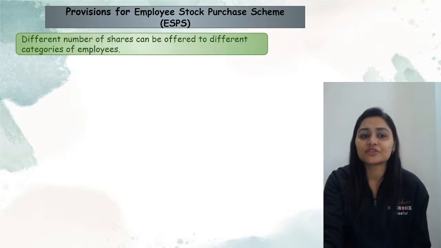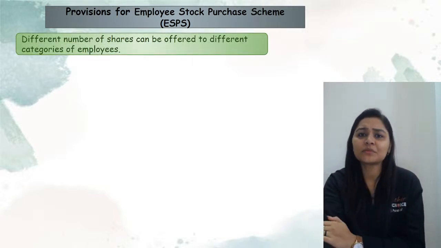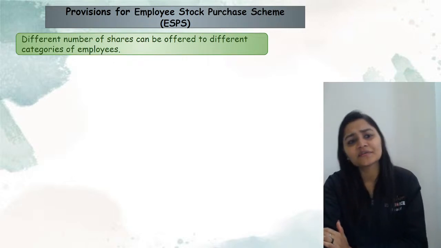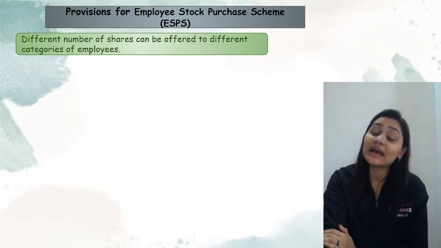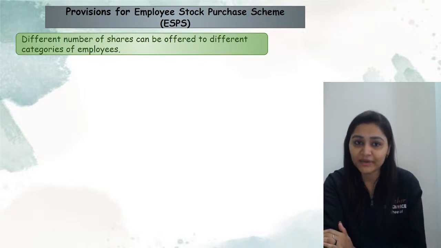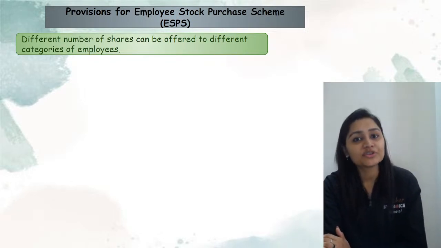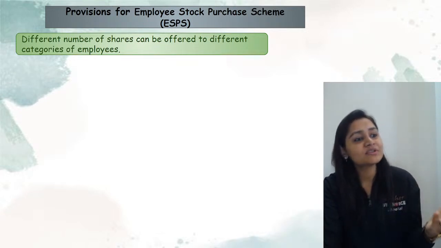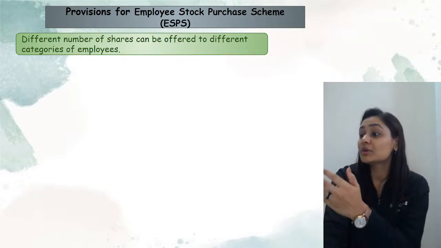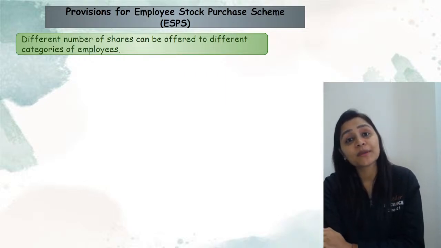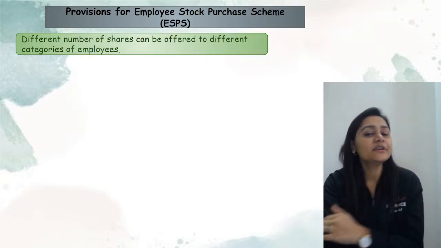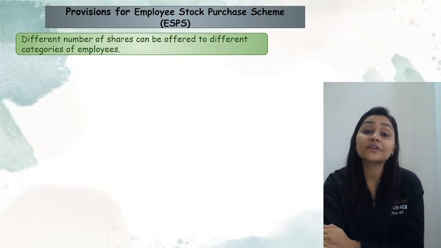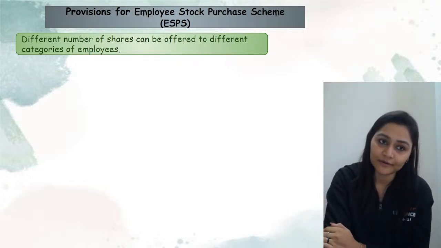Now let's understand the provisions. The first provision: different numbers of shares can be offered to different categories or different types of employees. So not every employee will have the same allotment or the same amount purchased. कोई employee बोलेगा मुझे सिर्फ 10,000 रुपए के चाहिए, कोई बोलेगा मुझे सिर्फ 1,000 रुपए के चाहिए, कोई employee बोलेगा मुझे 25,000 रुपए के चाहिए. Different employees can be having different offers made.